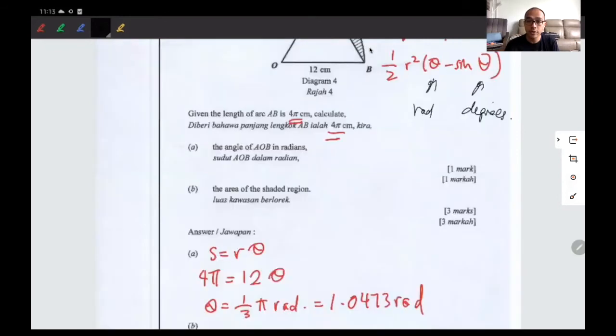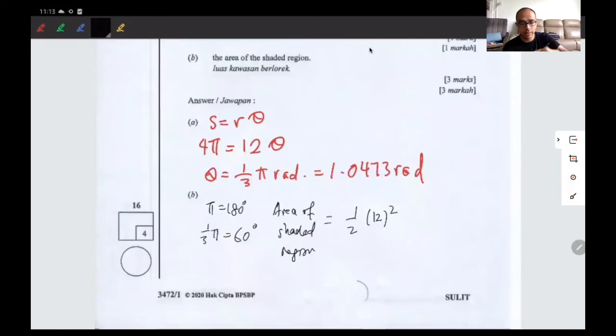Okay, times 12 squared over here. So I can use 1 over 3 pi minus sine 60. I can also use 1.0473, also no problem. But just remember that this is in radian, and this is in degree. Very, very important. Sine 60 should be 0.5.